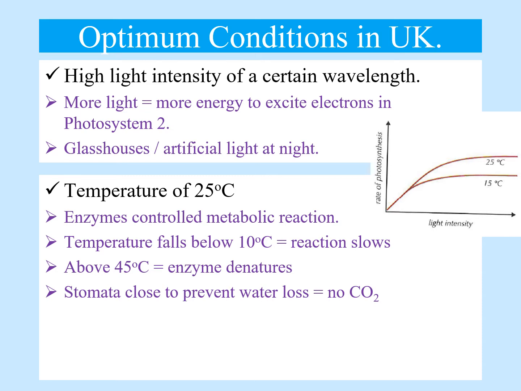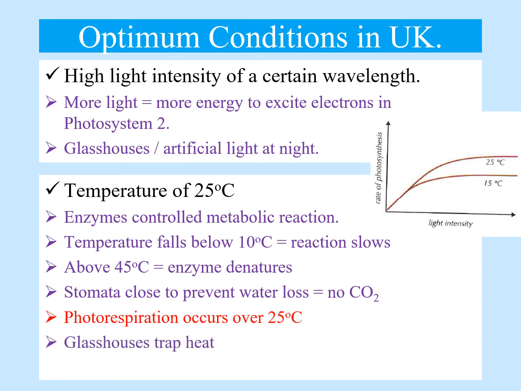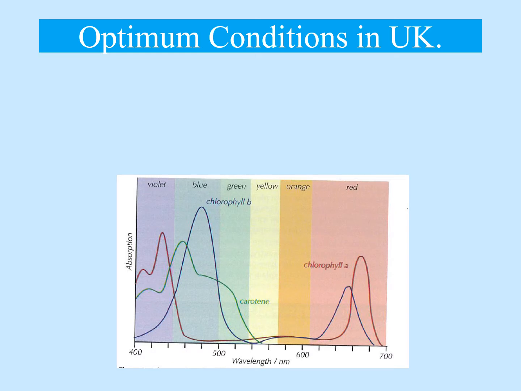The stomata will also close to prevent water loss if the temperature is too high, and that means no carbon dioxide will get in. So I suppose that links to 25 degrees as well. Plants in this country are adapted to be between 20 and 30 degrees. There's also something called photorespiration, which I'll go into later, over 25 degrees, which is a problem for a lot of plants. However, greenhouses will trap heat and maintain the temperature, and you can also use heating and cooling systems or air circulation if it's too hot.